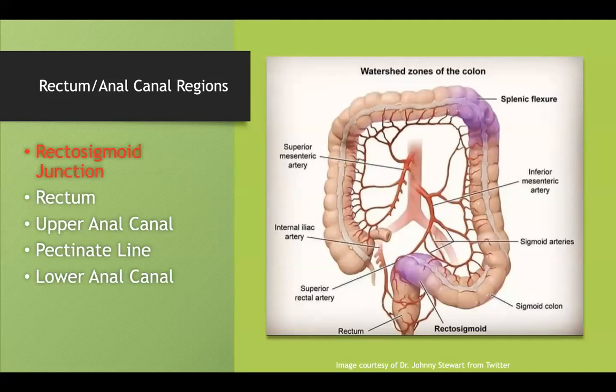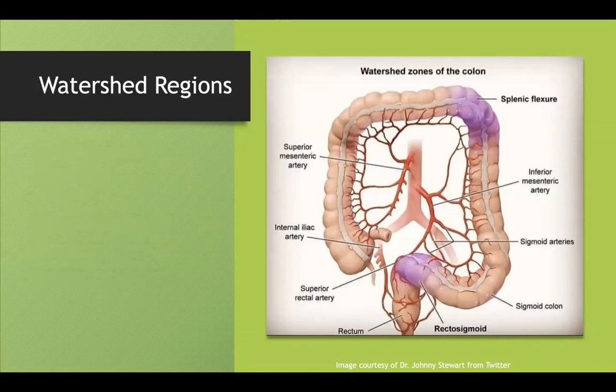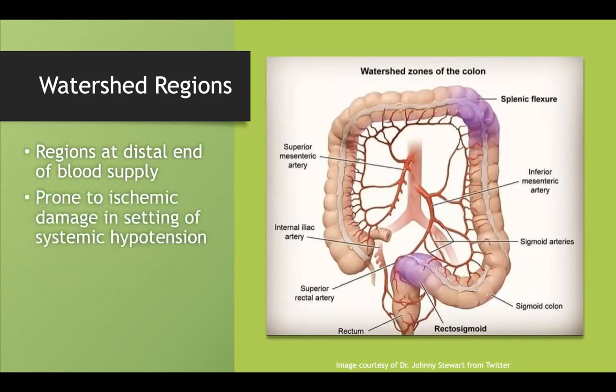The first we've talked about before in the large intestine lecture. This is the rectosigmoid junction, and I've highlighted it in the picture to the right. The reason why the rectosigmoid junction is important is because it's a watershed region. And so watershed regions, as a reminder, are regions at the very end of your blood supply. And because they're at the very end and they have the least amount of perfusion, they're the regions that are most at risk in the setting of systemic hypotension, like shock.